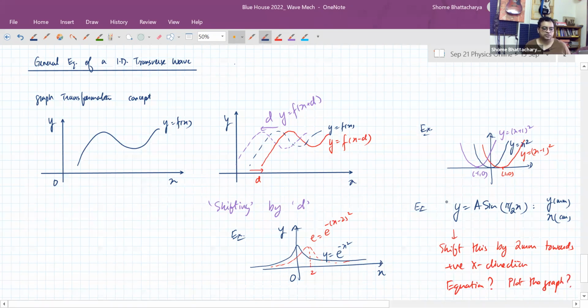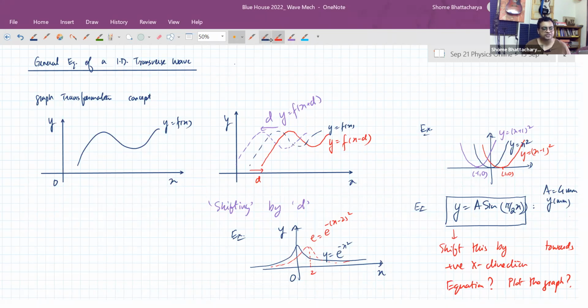You start with this function, which is y is some amplitude into sine (pi by 2)x. Let's say amplitude is also given to us: 4 millimeters. So y is in millimeters, but x is in centimeters. Sorry, since x is in centimeters, I want to shift the graph by 2 centimeters, not millimeters, towards the positive x direction. So what will be the equation, and plot the graph for that equation. Just try this out, we'll discuss in a moment.